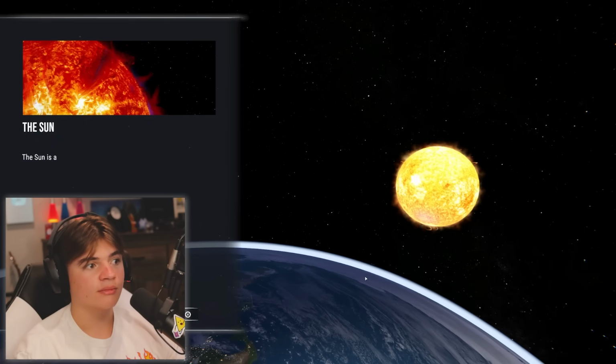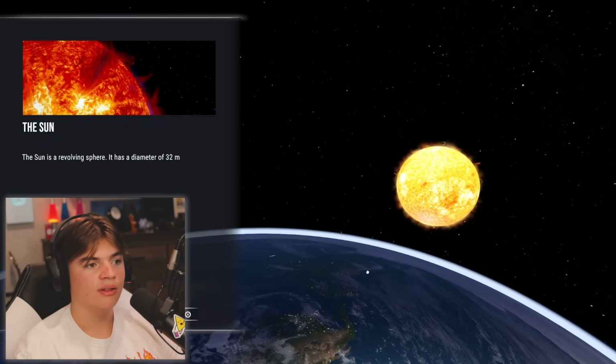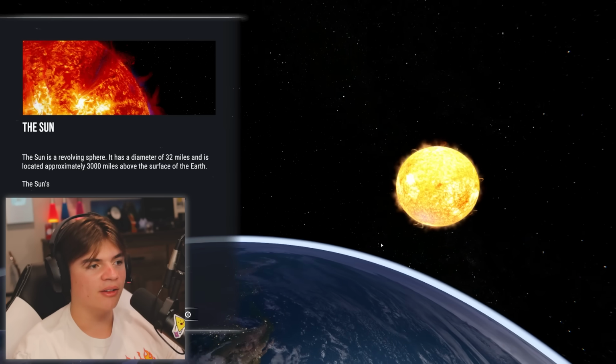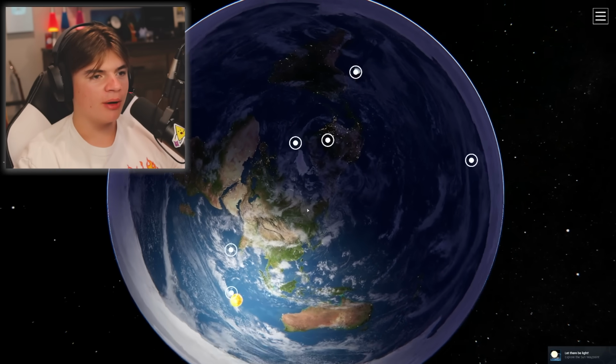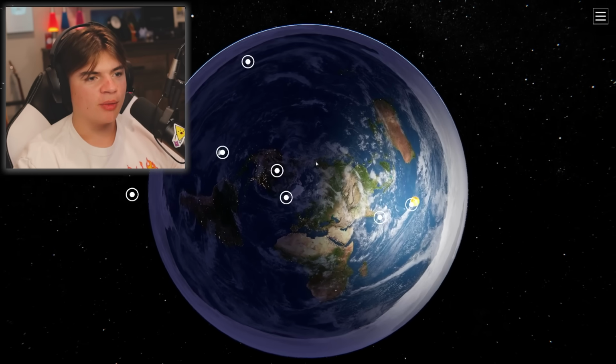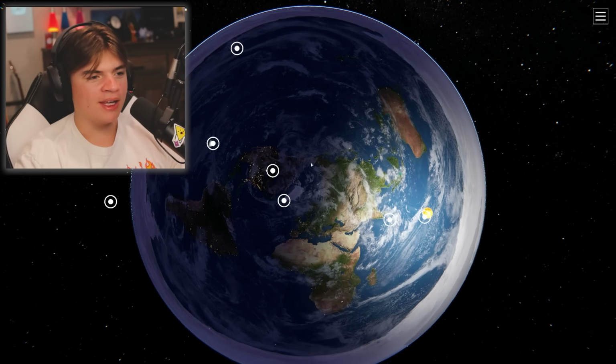The sun is a revolving sphere. It has a diameter of 32 miles. 32 miles? So there are a lot of problems with this. Like, why are the sun and the moon doing that? What is supposed to be, like, what's in the middle holding them in?